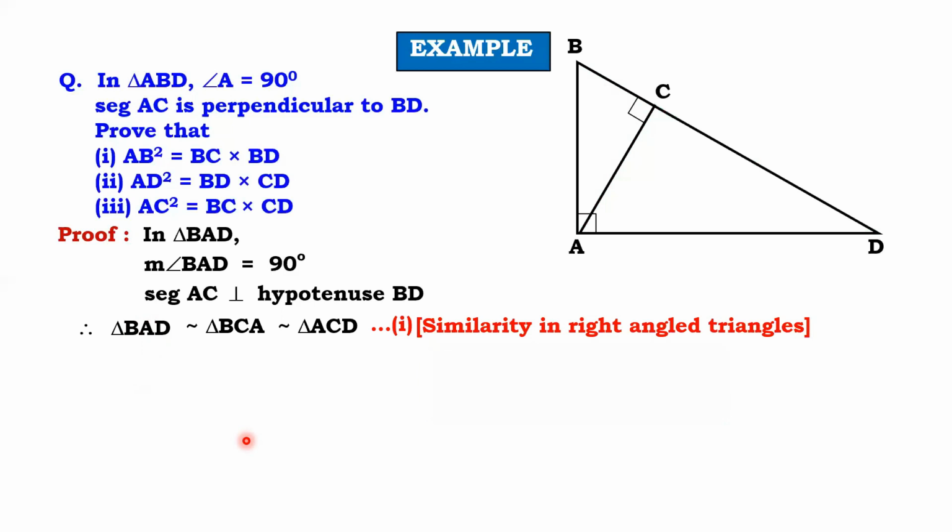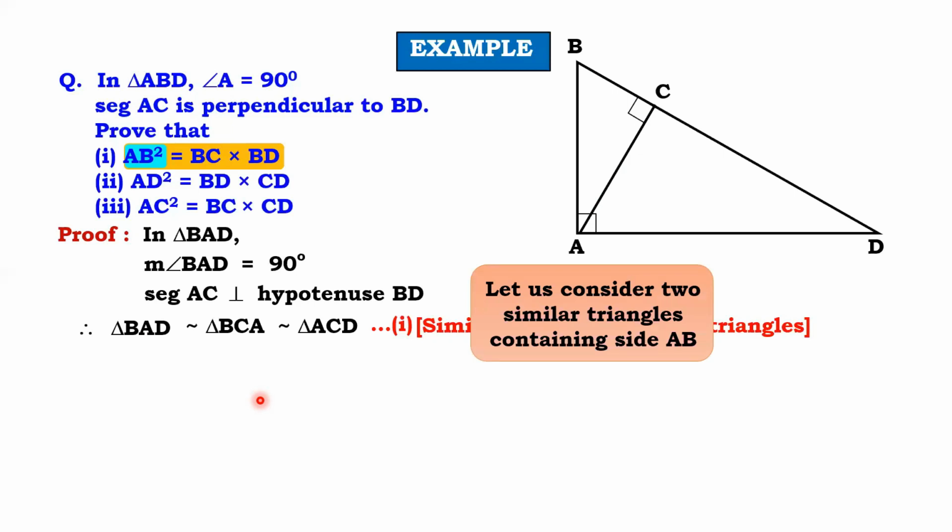Now let us see what we are supposed to prove. First, we have to prove that AB square is equal to BC into BD. Now the left hand side is AB square. Students, remember always, whenever we have a square, we have to get the things into a product, and to get the product we require similarity. Remember, if there is a square, that means there is a product, and if there is a product, similarity has to be used. So now we have used similarity, but here we require AB square. So let us consider two similar triangles containing AB.